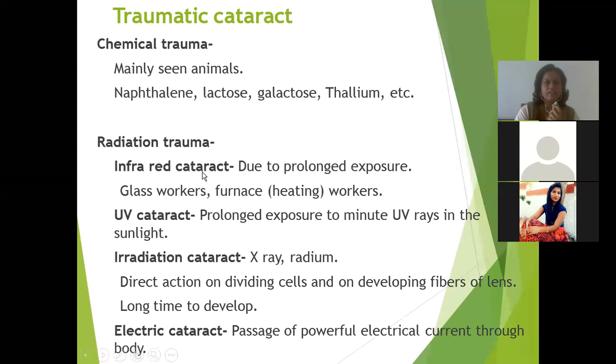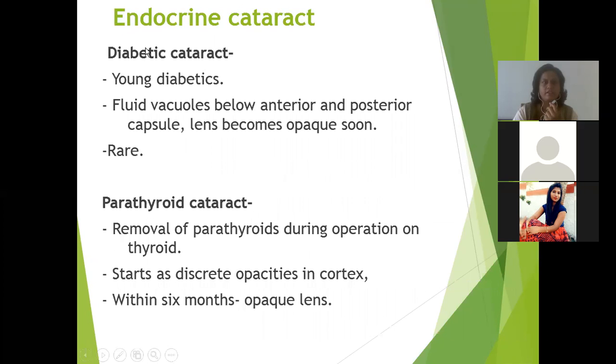Infrared cataract is due to prolonged exposure, seen in glass workers and furnace heating workers. UV cataract is due to prolonged exposure to UV rays in sunlight. Irradiation cataract is due to X-ray and radiation, with direct action on dividing cells and developing fibers of the lens, and takes a long time to develop. Electric cataract occurs when a powerful electric current passes through the body. That is the traumatic cataract.